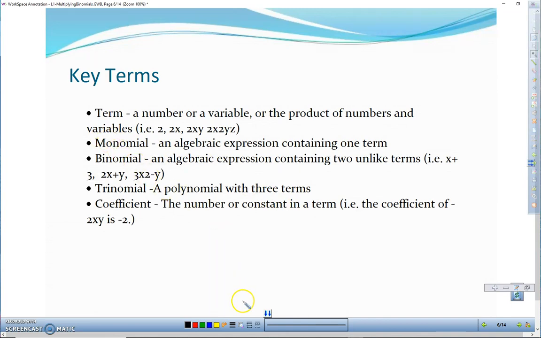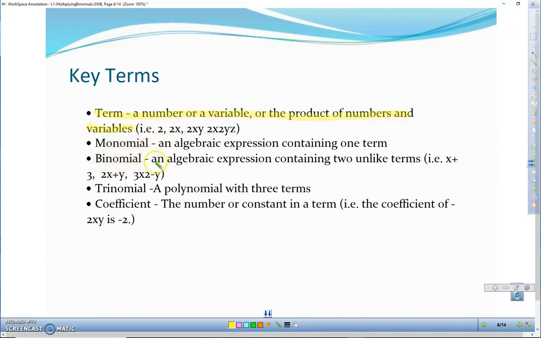Just to go through some key terms of what we've got in this lesson itself. A term is a number or variable or the product of numbers and variables. For example, and one thing I noticed with this software is that any time I've got an x squared, it's converted it down to a larger number, which isn't supposed to happen. So this is 2, 2x, 2xy, 2x squared y z, and that's a term. A monomial is an algebraic expression containing only one term. So all of these things here would be examples of monomials.